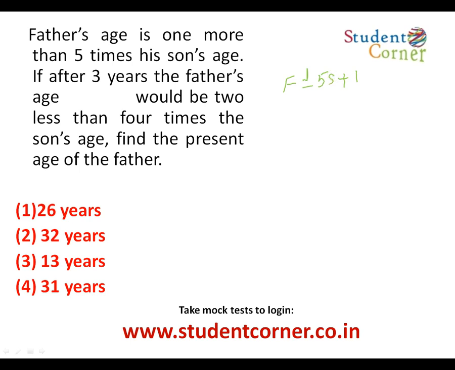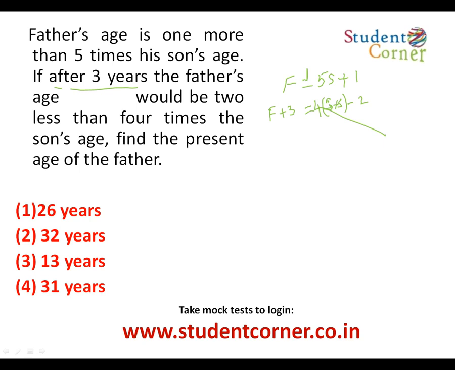If after 3 years father's age would be 2 less than 4 times the son's age. Since it is after 3 years, it is noted that even for the son it is after 3 years. So it is 4 into s plus 3 minus 2. Now f plus 3 is equal to 4 into s plus 3 minus 2, and f is equal to 5s plus 1. So this is what the condition is given.